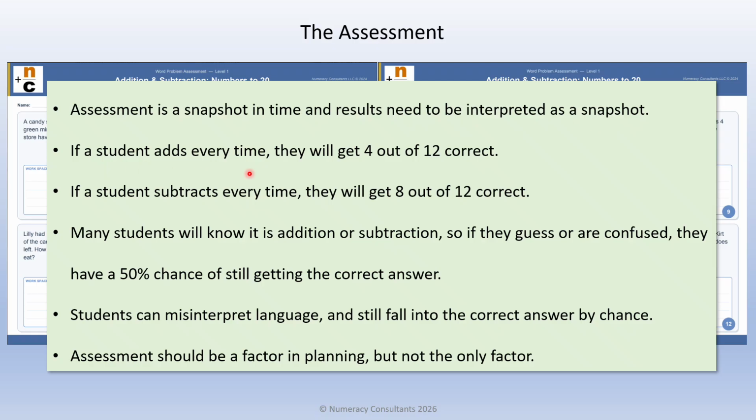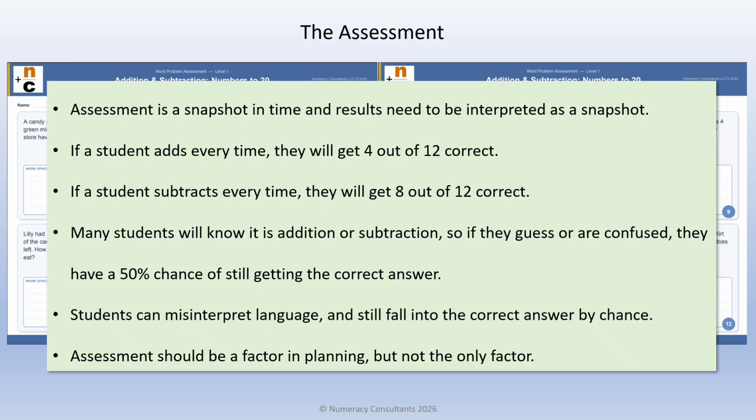If a student adds every time, they'll get 4 out of 12 correct, right? If a student subtracts every time, they'll get 8 out of 12 correct. So many students will know addition and subtraction, so if they guess or confuse, they have a 50% chance of getting the correct answer. So just because they got a correct on the assessment doesn't mean that they necessarily understand that schema. So you want to really be balanced with your instruction.